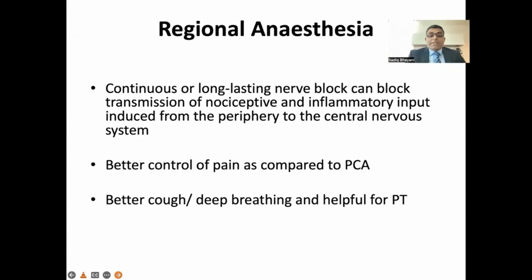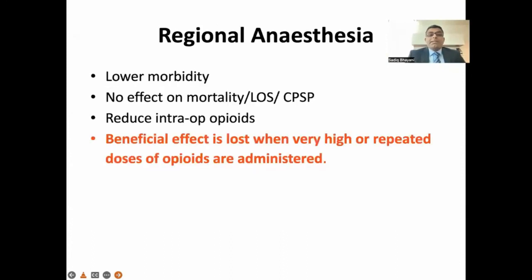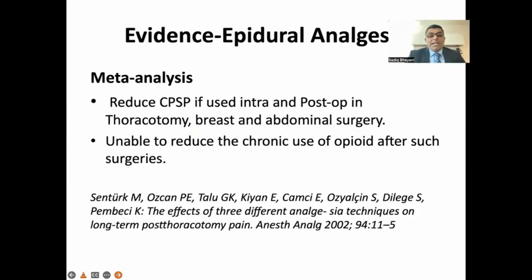So let's look through this. Regional anesthesia has low morbidity if it's used properly. It has no effects on mortality or length of stay. I'm going to say in general, you don't have enough data to support its use for reduction of chronic pain, apart from breast surgery and thoracic surgery. The beneficial effect is lost when very high or repeated doses of opiates are administered to the patient. So it may reduce the need for the opiates, but if patients are already on opiates and then need more opiates or repeated opiates, then the beneficial effect of regional anesthesia is negated.